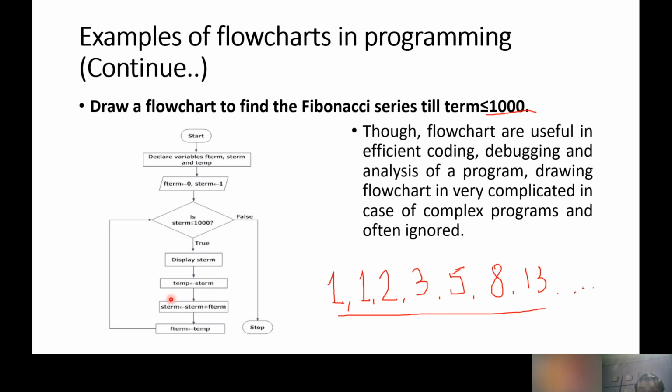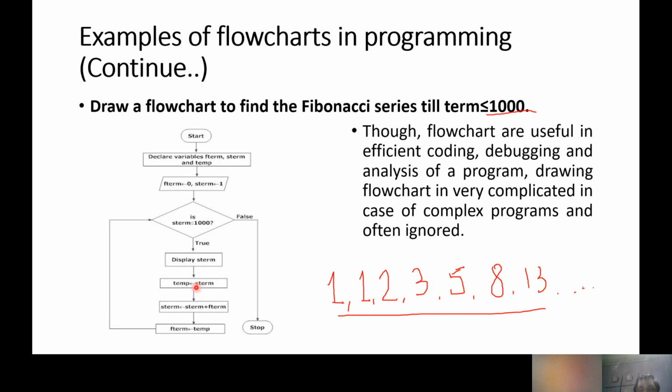The addition of these two will replace the value of S term. That means the old value of S term will be destroyed. So for storing, we need to store the value of S term somewhere so that it will not be destroyed, and we may use the same for F term purpose. Suppose we write the statement after this, F term is equal to S term, right? We print the S term value, F term equal to S term, and what is the S term? That is S term is equal to S term plus F term. Then in that case, the value of F term will be changed. So ultimately we need to store either S term or F term.